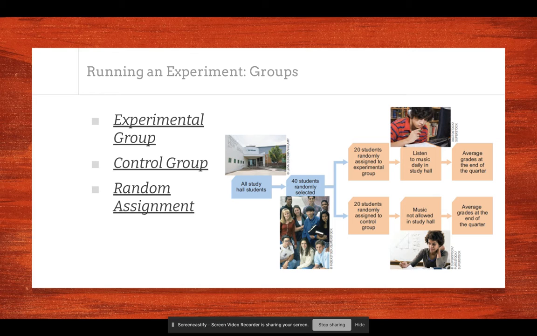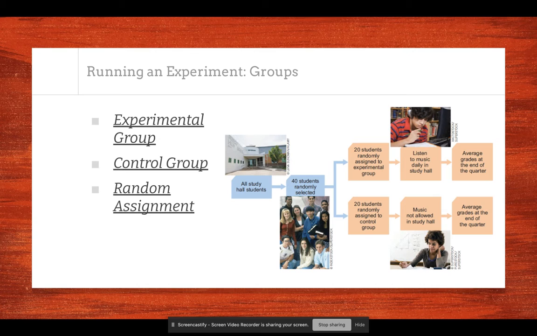And it's important to know that these two groups have to be the same. We can't just split a group down the middle and call it a day. You have to make sure that the groups are randomly assigned. We use random assignment, so everyone that's in your study has an equal chance of being put into either group, either the experimental or the control group. So it's really important to keep this in mind as you move forward.